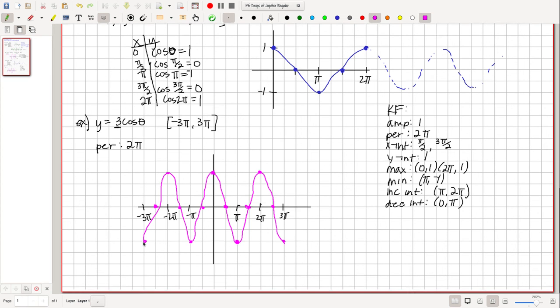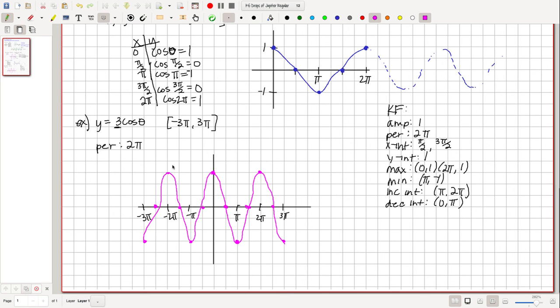Increasing intervals: it would be increasing from negative 3 pi to negative 2 pi, increasing from negative pi to 0, and increasing from pi to 2 pi. Decreasing intervals would be starting right here from negative 2 pi to negative pi, decreasing from 0 to pi, and decreasing from 2 pi to 3 pi.